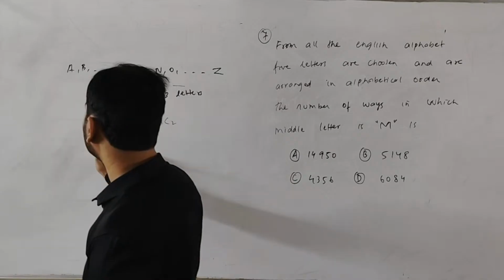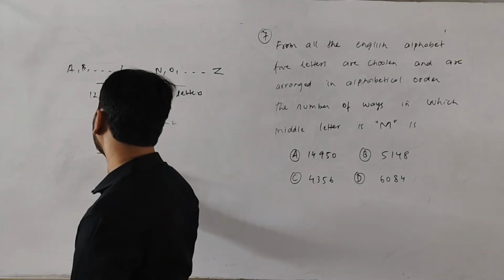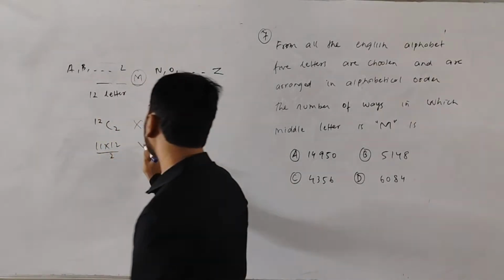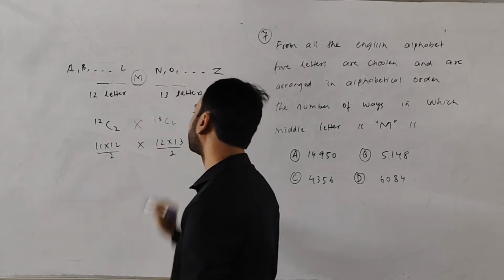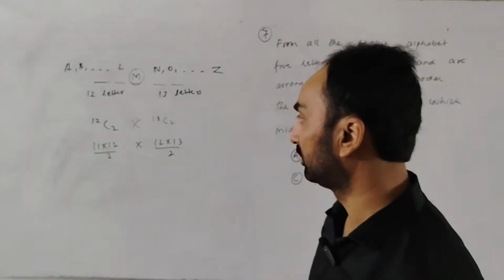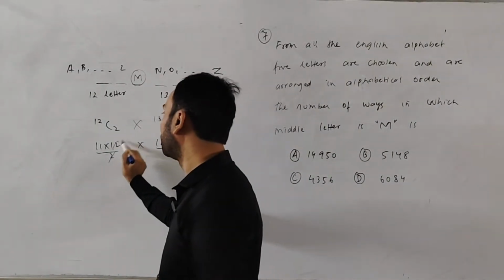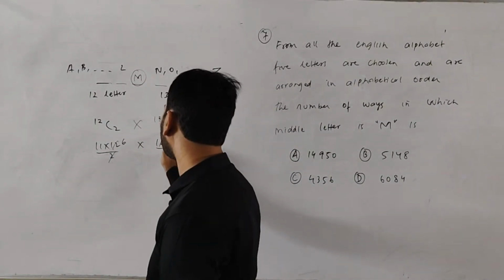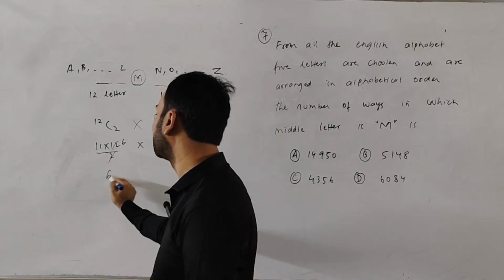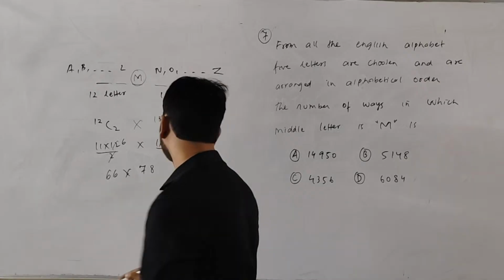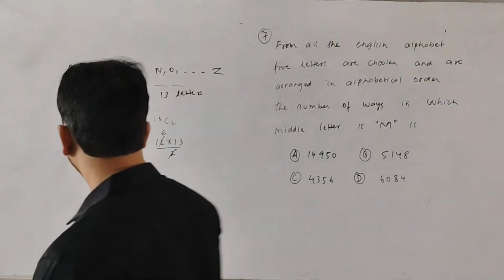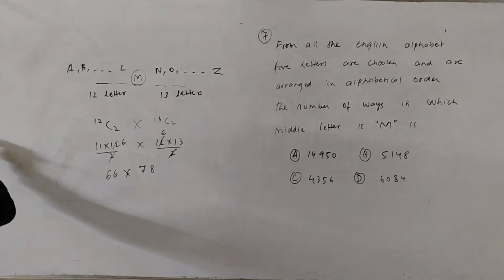So this will become what? 11 into 12 by 2. And this will become what? 12 into 13 by 2. Is it correct? Now multiply it. This can be cancelled. This can be cancelled. 11 into 6 is 66. 13 into 6 is 78. Multiply it. How much is coming? One of the answers should come. 66 into 78. I am doing the rough work for you.